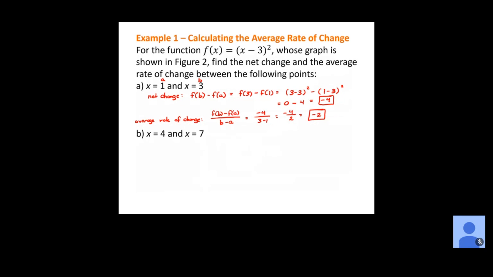All right, let's do the same thing for part B here. So net change, same formula. So what's my A value this time? Good. And the B value then would have to be the 7. So our formula says we're starting with f of 7 minus f of 4. So again, we're going to substitute those values in. 7 minus 3 squared minus 4 minus 3 squared.